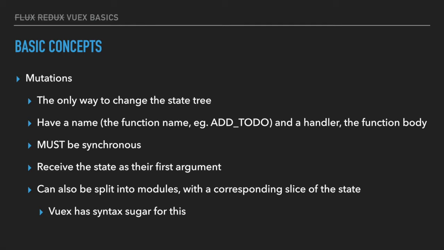The mutation has a name, which is just a function name. And by convention, like the action name in Redux, it's all uppercase with underscores. They have a name, and there's also a handler, which is just the function body, and the function body is where the changes happen. Mutations must be synchronous. You can't go out to external APIs and be waiting on things. Mutations receive the state as their first argument, although there are optional other arguments should the mutation require a payload. Think about add to-do: you're going to need some information about what that to-do is.